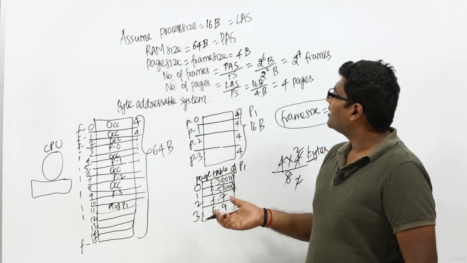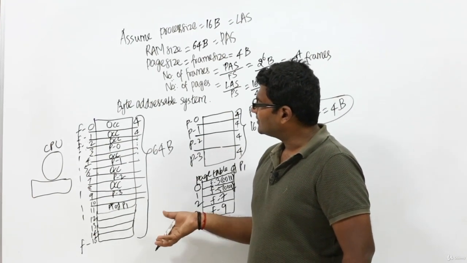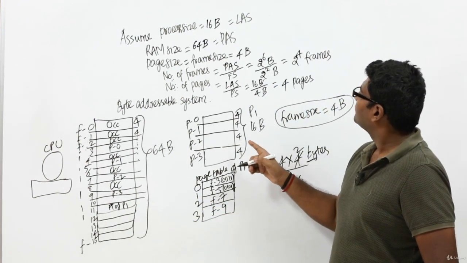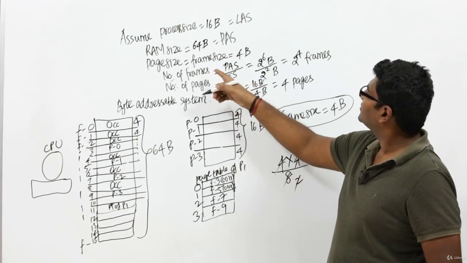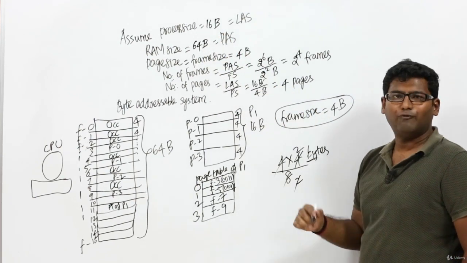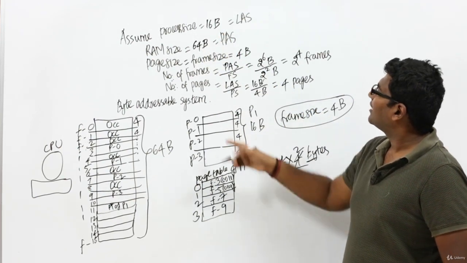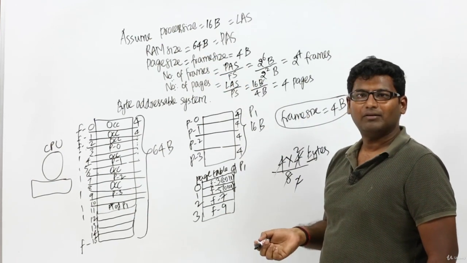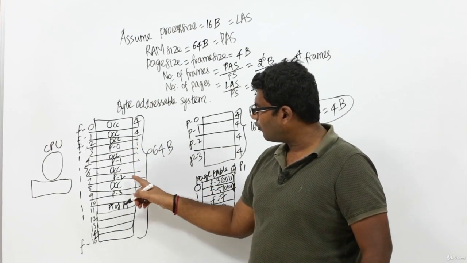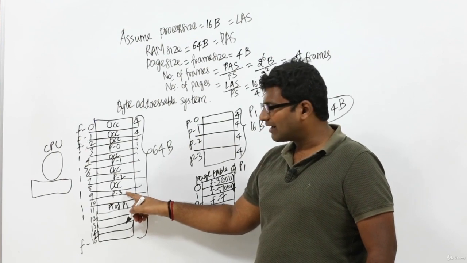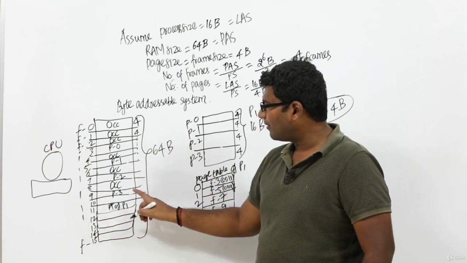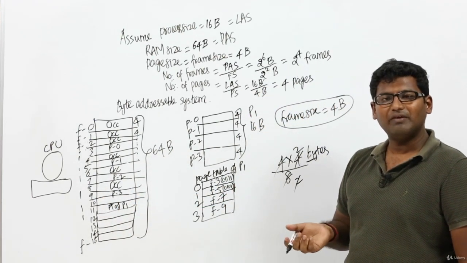Why? See, here the process size is a multiple of the frame size, right? For example, here they have given the frame size as 4 bytes and the process size as 16 bytes. 16 bytes is a multiple of 4 bytes, right? 4 into 4 is 16. Now, in case it would have been 15 bytes, what would have happened? I could have placed 4 bytes over here, 4 bytes over here, 4 bytes over here, and the remaining 3 bytes over here, right? So in a 4 byte frame, I am just placing 3 bytes, whereas I am leaving out that one byte.